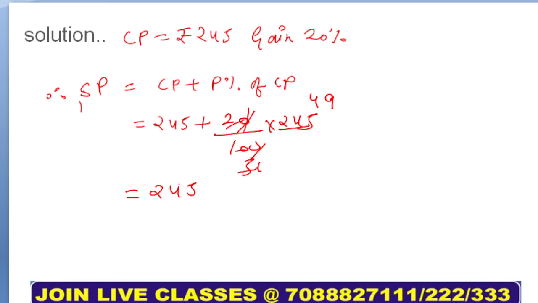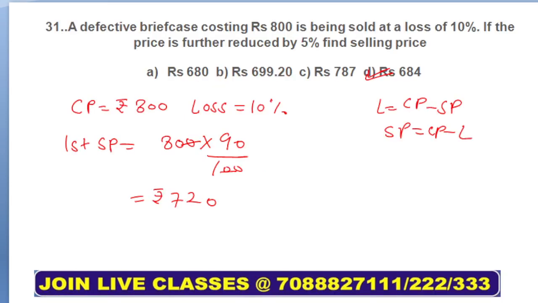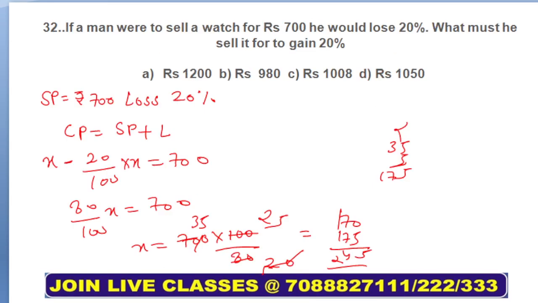Something is wrong in this question. Just a second. Is this 700 or 800? This is question number 31. Question number 32.